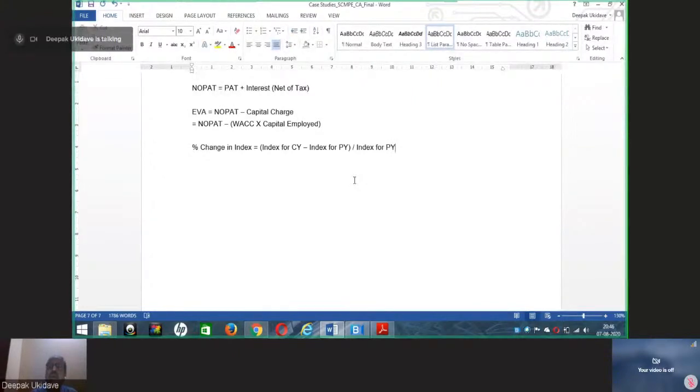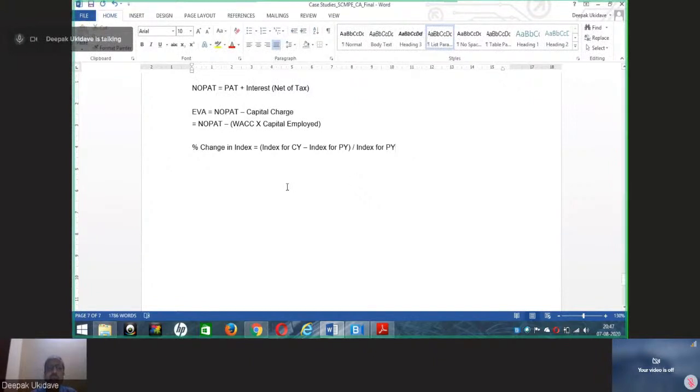What else? You have to calculate EPS. Same applies to percentage change in EPS also, percentage change in market price also. Can work out like this. I am not writing here. Percentage change in EPS is EPS for current year minus EPS for previous year divided by EPS for previous year, and so on. Same thing for market price as well.